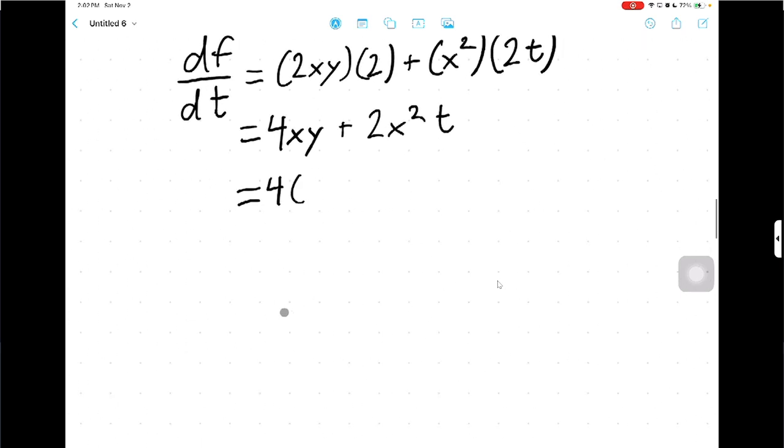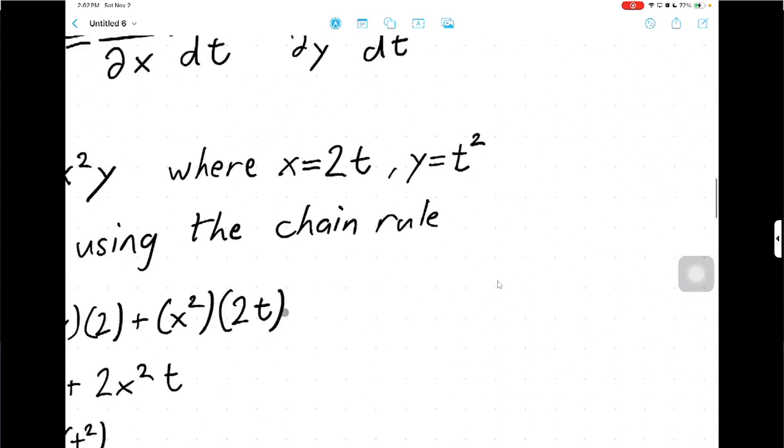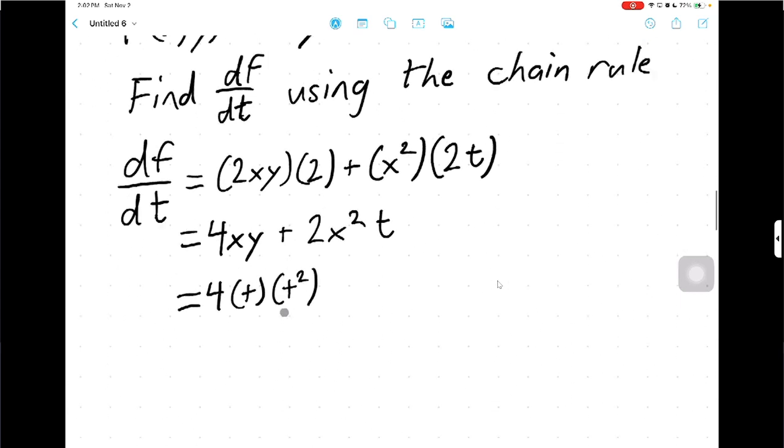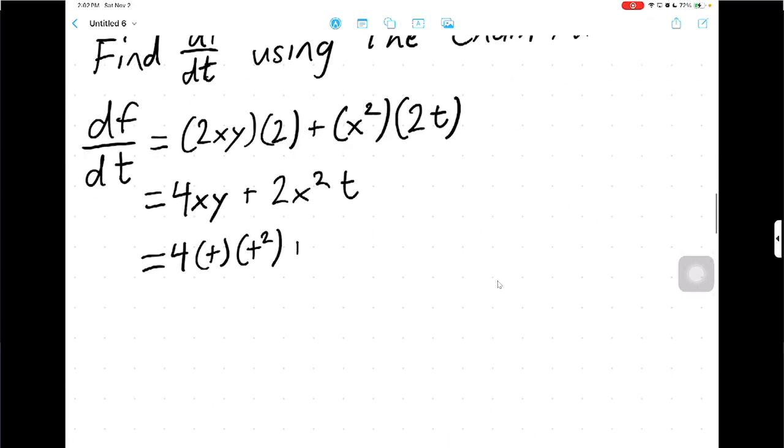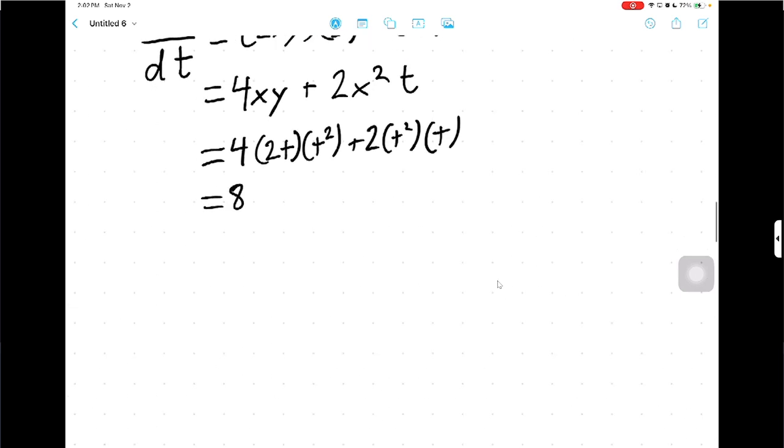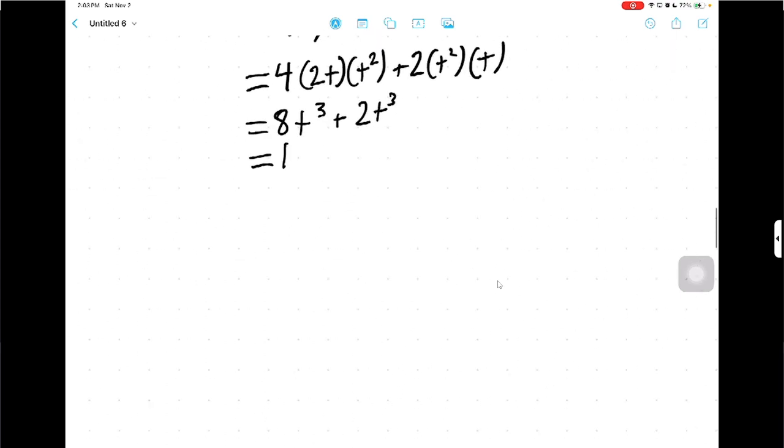If it asks you to do that, then you're going to have to plug these in. In this case, we get plus 2 times this t squared. No, it's 2t. What am I doing? 2t times t squared plus 2 times t squared times t. In this case, we have 8t cubed plus 2t cubed, which is equal to 10t cubed.